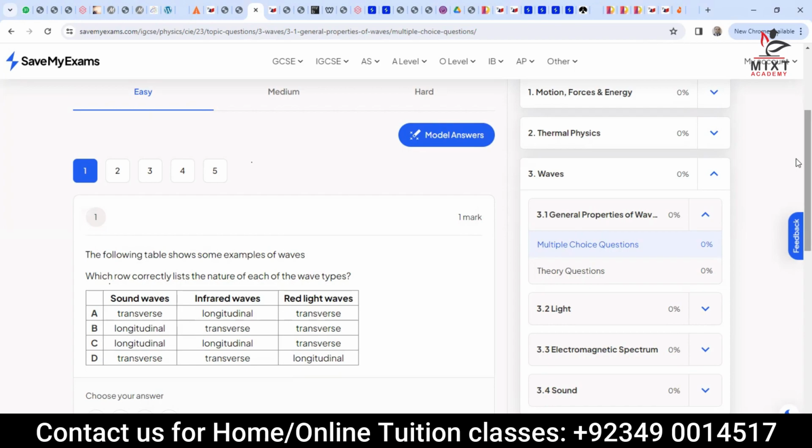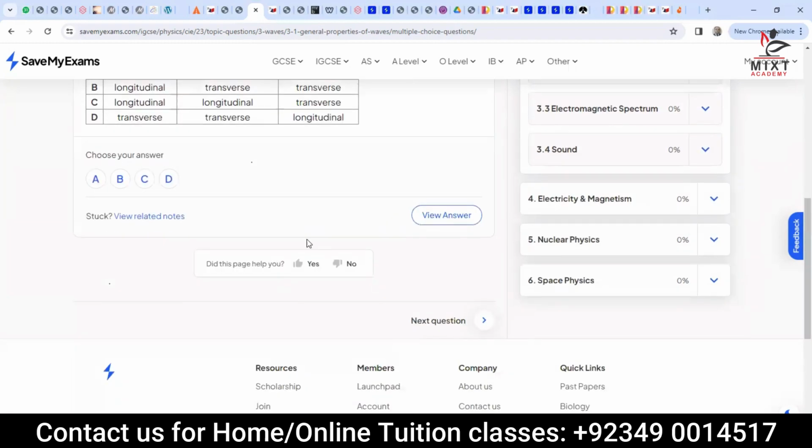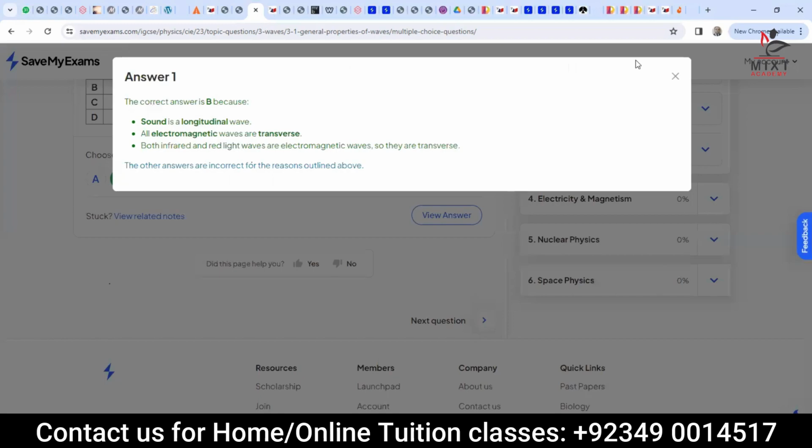Yumna, you? Longitudinal. A, B, C, D, which one? I think it's B. It's B, because sound waves are longitudinal waves, and infrared and red light are light, so they are both transverse. The best suited option is B. So it's B. View the answer. Yeah, it's B. We are there.